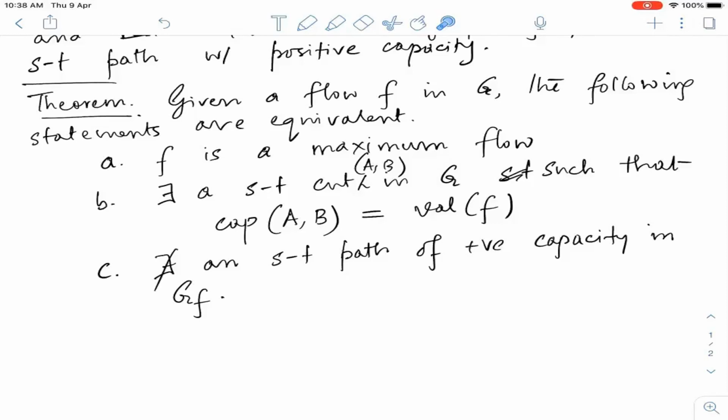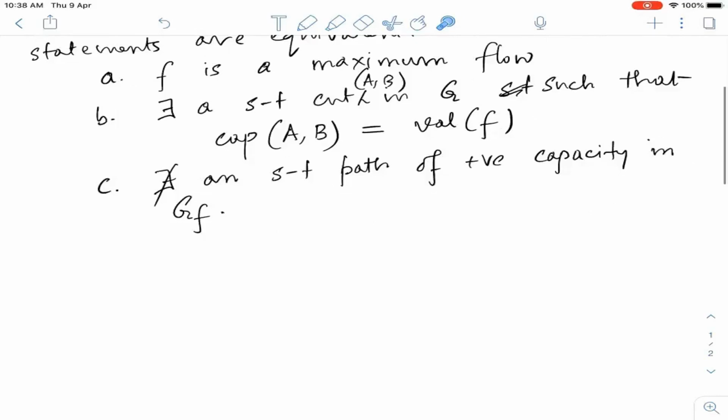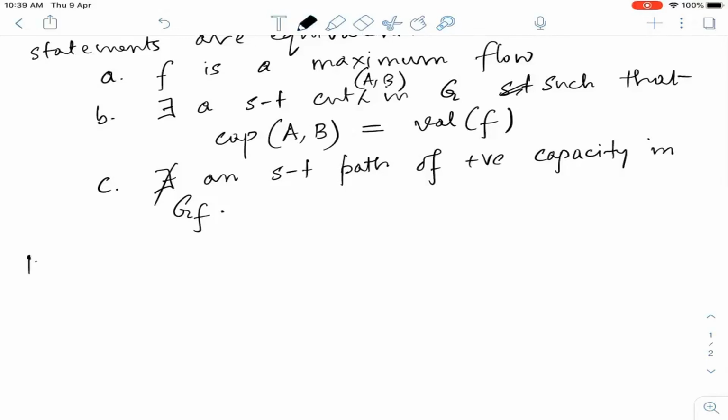So let's try to prove this. I don't know if you have seen proofs like this, maybe in your discrete maths class. The way we prove that three statements are equivalent is we go in a cyclic fashion. So here is what we are going to do. We are first going to prove that B implies A.